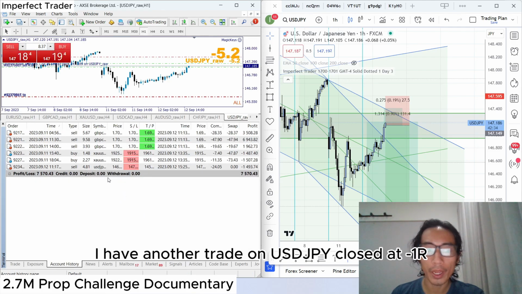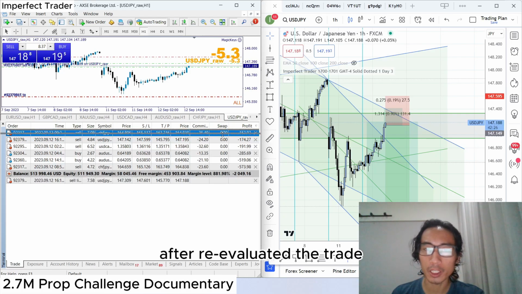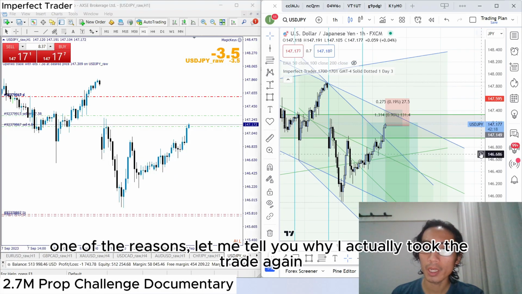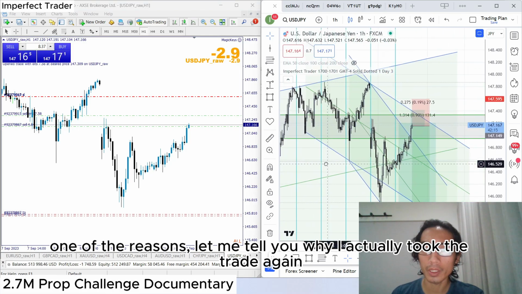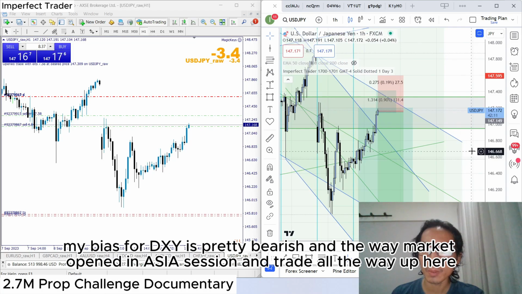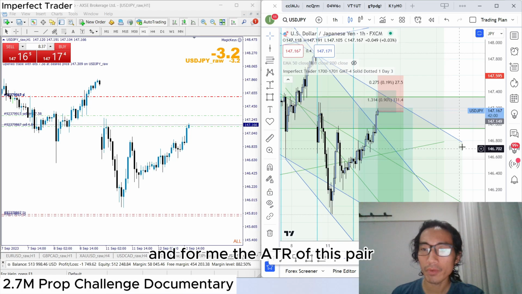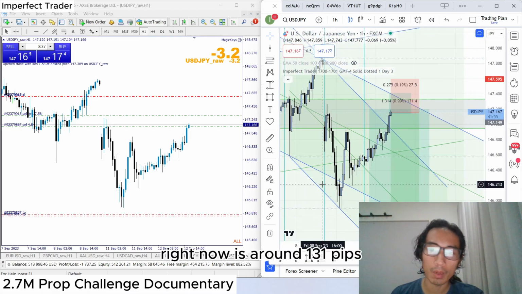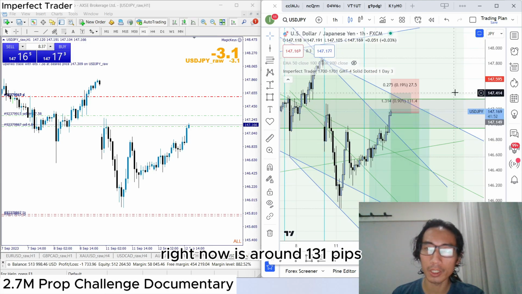I have another trade on USD JPY closed at 1R. After evaluating the trade, I decided to re-enter this trade again. One of the reasons, let me tell you why I took this trade again. My bias for the DXY is pretty bearish, and the way the market opened on Asia session and traded all the way up here. And for me, the average daily range of this pair right now is around 131 pips.